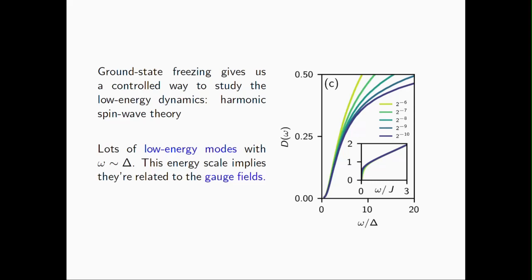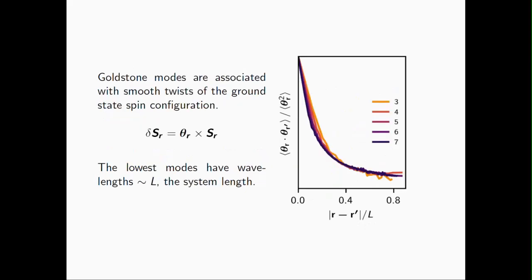If these gauge field fluctuations are Goldstone modes, they must be associated with smooth twists of the ground state configuration. We can look at how the spins fluctuate in these modes, and correlations between the local rotation angles, which here I've labeled by theta. Now in our lowest modes, we see on the right that we have an effective wavelength scaling with the system length. These gauge modes are therefore Goldstone modes.